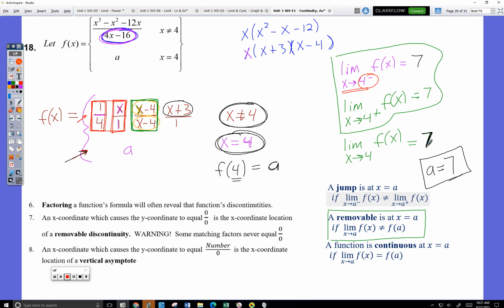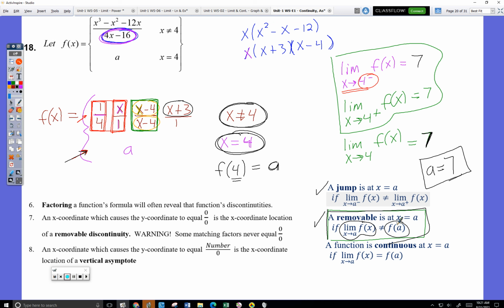There's no jump. The left and right limits are the same, so no jump. We only go to removable. So what are we checking to see if there is a removable discontinuity? What do we test? According to the definition, we check the limit. Right. So do we know this? Yeah, we know that, but we don't know x. Very good. So what's the limit?